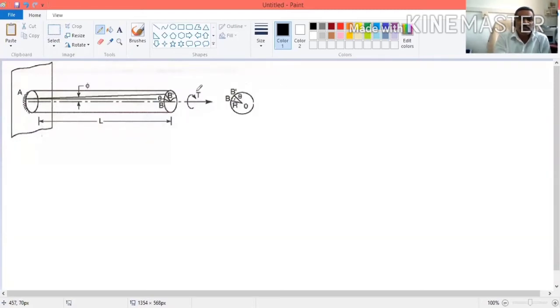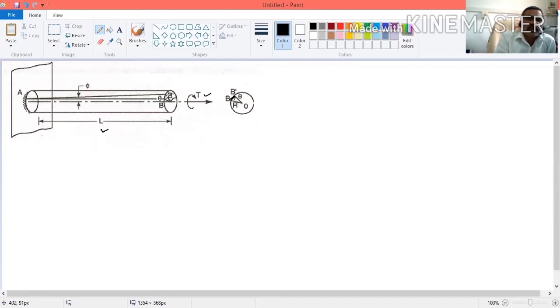Now it is subjected to a twisting moment T. Length is L and radius is R. Now we are interested in calculating the distance B dash. We want to calculate the arc length B dash.